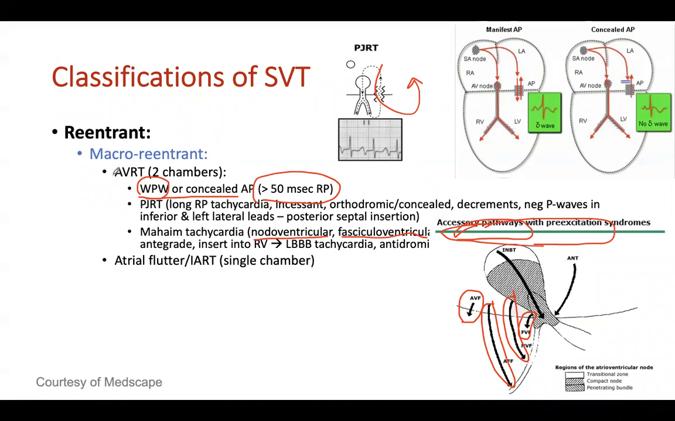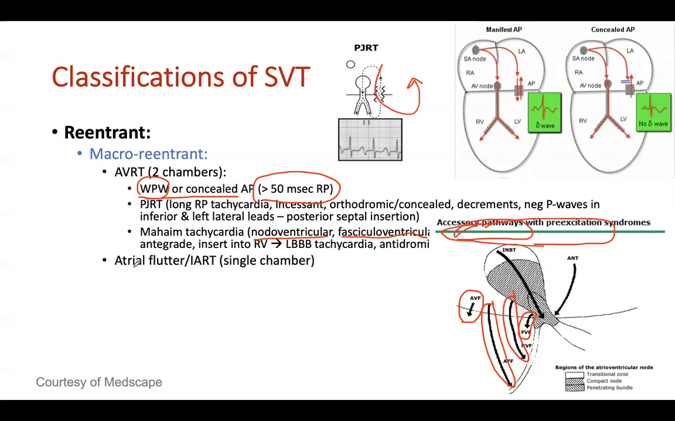Okay. So then with microreentry, just really quick for Mahaim, why do we specify Mahaim as a subtype? Because the ablation of it is more tricky. The behavior is different than your typical SVT. Okay. So that's why it's a separate entity.